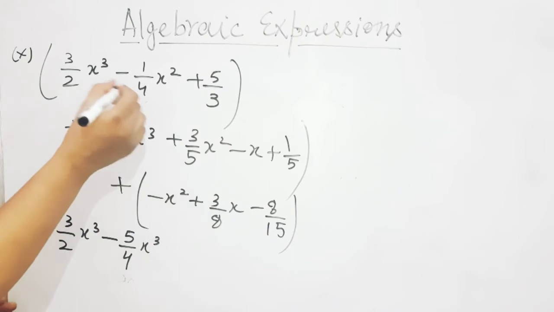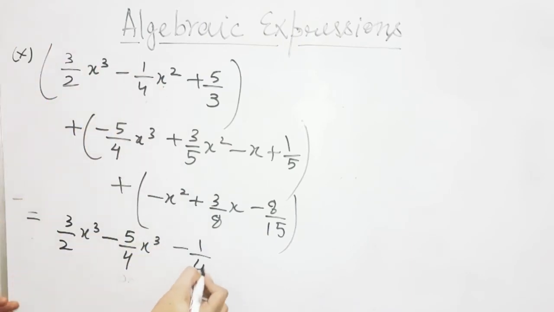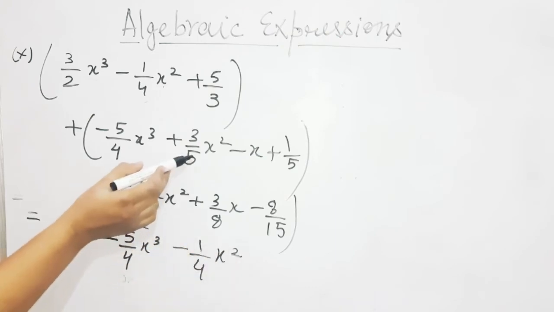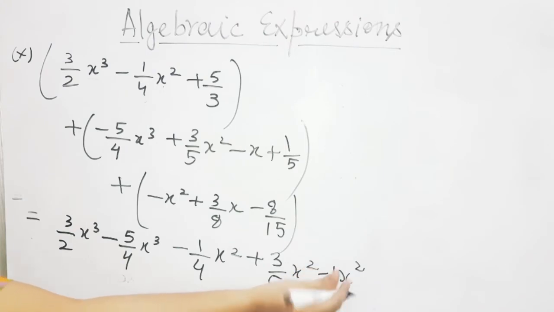Very good. Now coming to x squares. So x square, this is minus 1 upon 4 x square. Now coming to this one, this is positive 3 upon 5 x square, and here it is minus x square. Since it is not having any coefficient, by default what is the coefficient of this term? 1 will be the coefficient of this term.